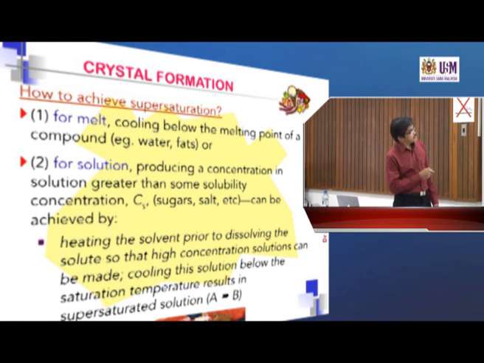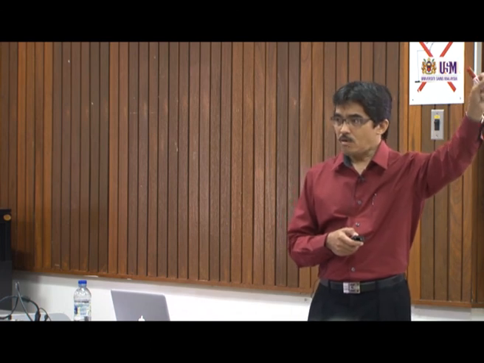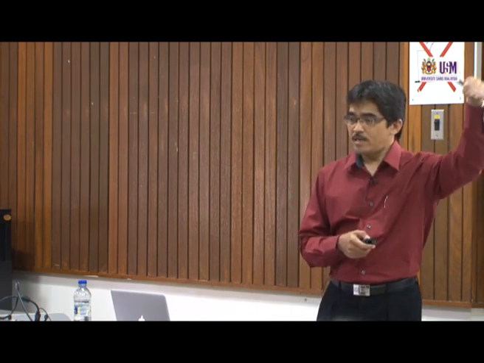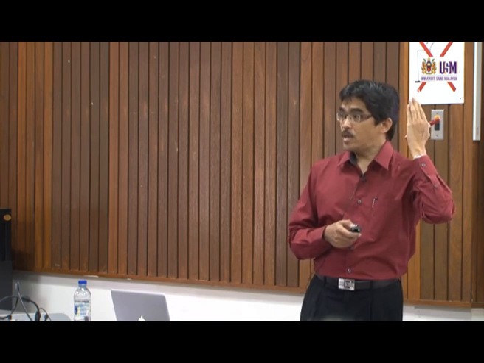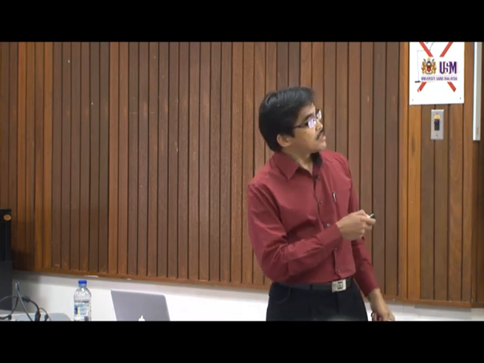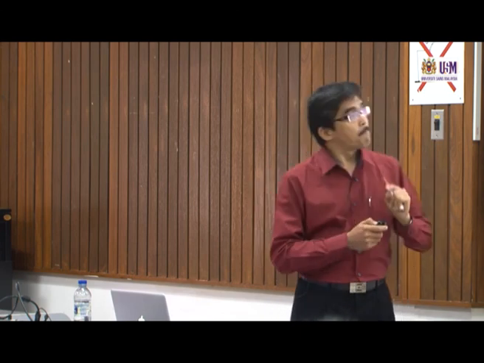Do you understand this? Heating the solvent prior to dissolving the solute. Remember point A in the graph just now. So we start with solvent or water, in this case at high temperature. We add the sugar, dissolve the sugar. Then after that we cool it down so that it will cross the solubility curve and go into supersaturated state. Cooling the solution below the saturation temperature results in a supersaturated solution. So that's one, cooling.